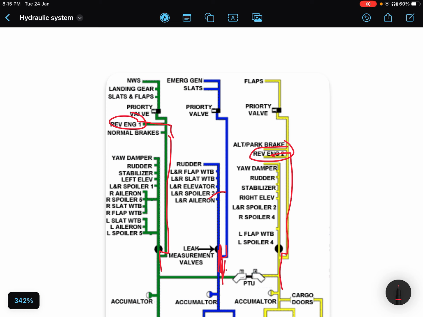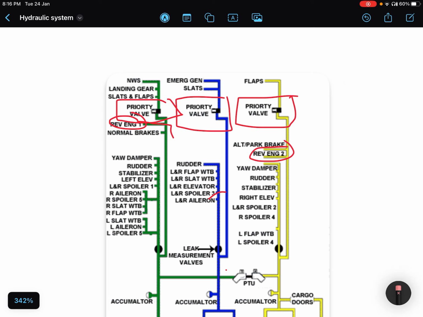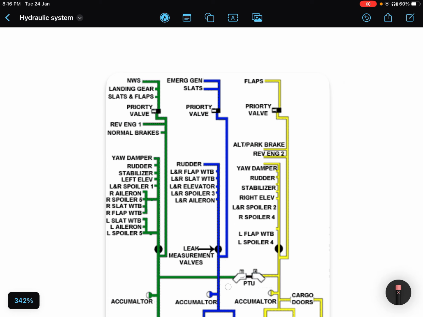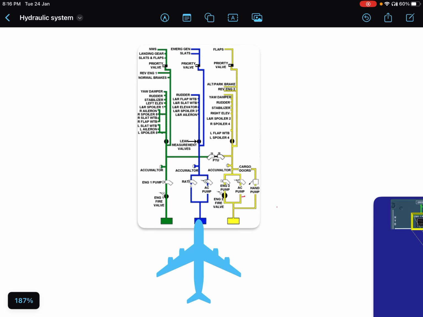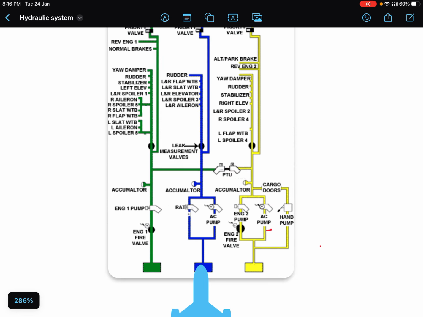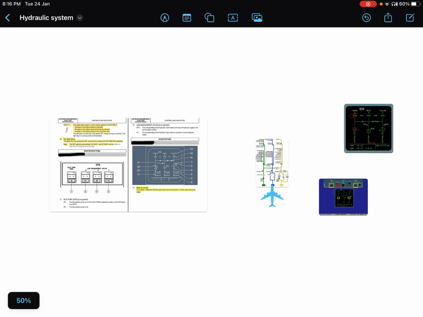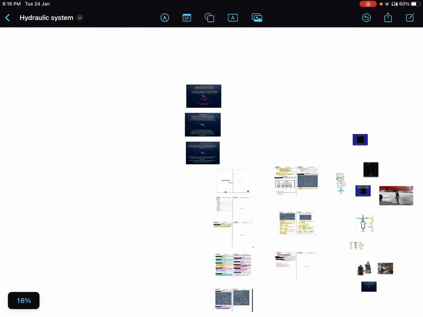Okay, we have priority valves just before the heavy load users. We will talk about them also. Right. So now you have a basic idea of all the hydraulic systems of the Airbus A320. I hope it's a little clear for you right now, how it looks and how it can be represented on paper. Now let's go back to our FCOM.